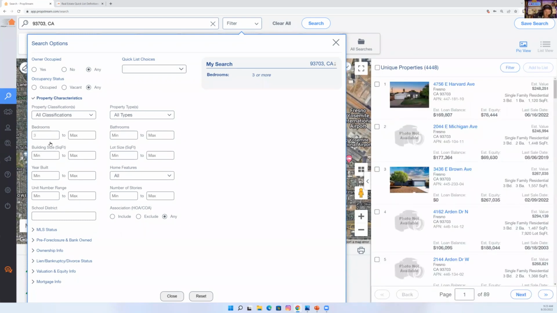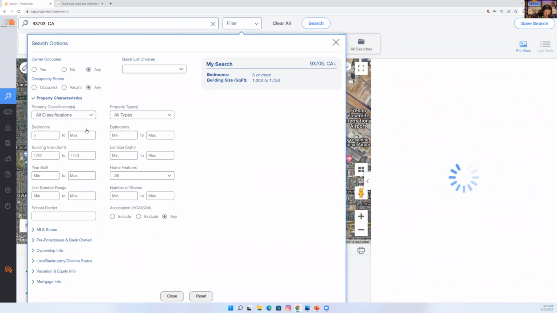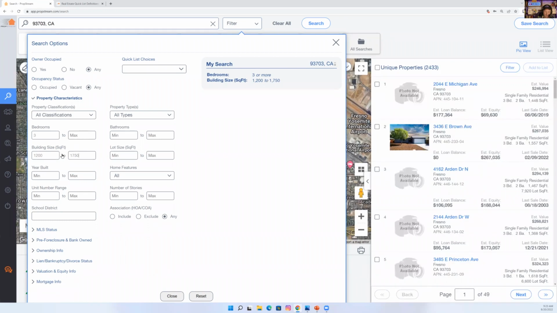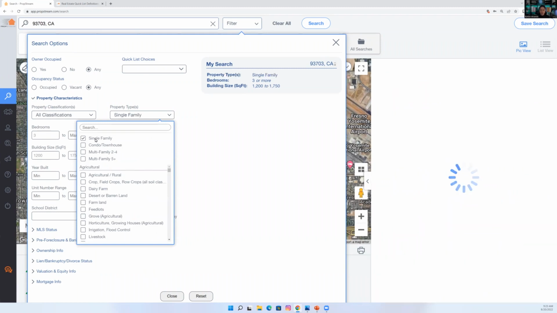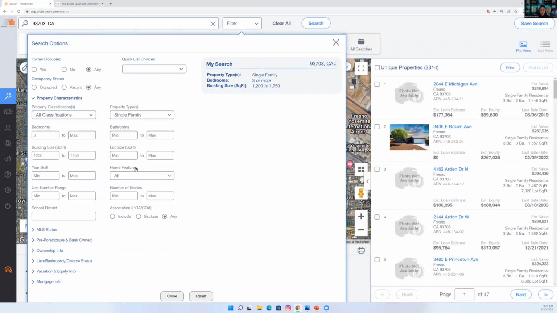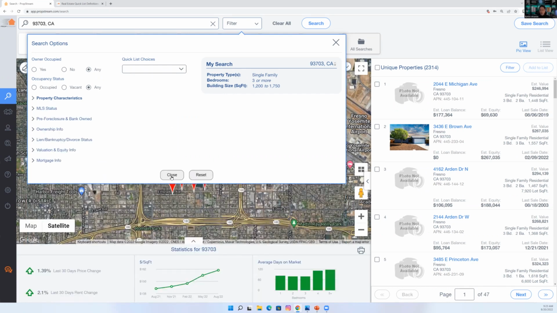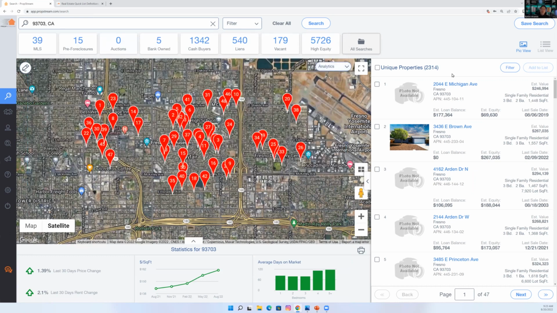Building size between 1,200 square feet and 1,750. And we were only doing homes, no units, no condos. So single family properties. Exactly. That would be under our property type. And that was what I used for 5 years. Perfect. So by doing that, I can now hit close. And what we just did is source 2,300 properties that meet that specific criteria.